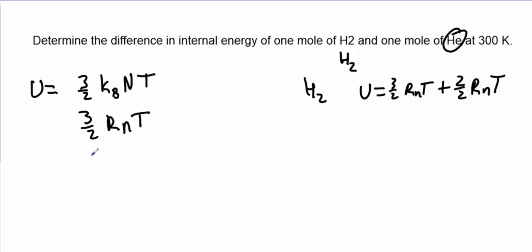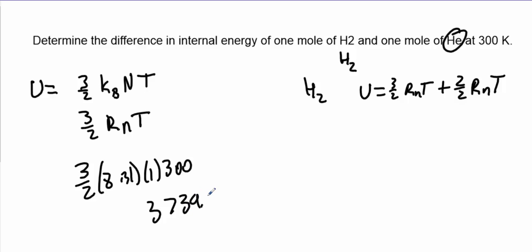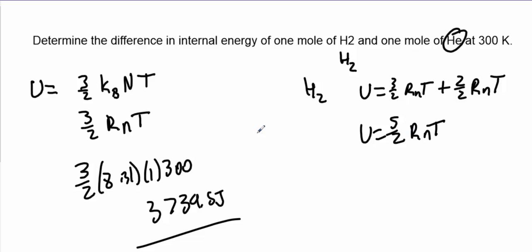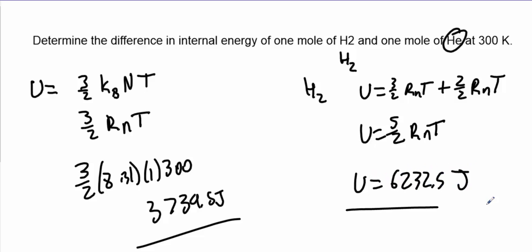Remember, R is 8.31 joules per mole Kelvin, and so we just take 3/2 times 8.31 times 1 times 300, so 3739.5 joules of internal energy. Whereas hydrogen essentially has 5/2 R N T. So same thing, except that we're going to use 5/2, which gets us 6,232.5 joules of energy. So even though they're at the same temperature, because hydrogen has more degrees of freedom, it has more energy.